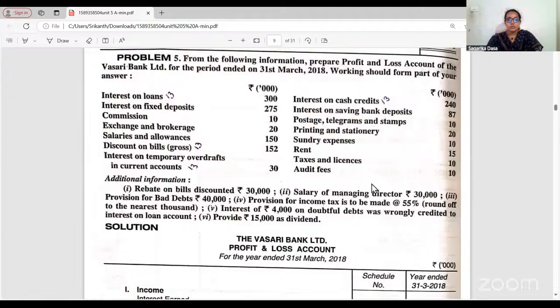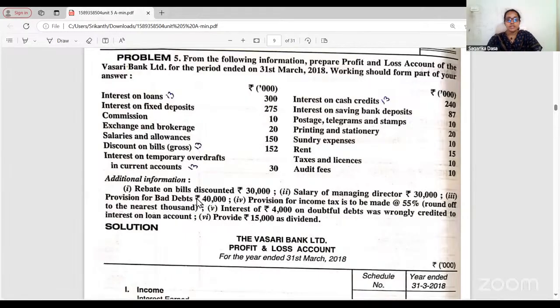Now this is one more problem that is based on the profit and loss account. If you see, the adjustments are given to us. Additional information is also given to us. Interest on loans 13, fixed deposits 15, commission 14, exchange and brokerage 14, salaries and allowances 16, discount on bills is 13, overdraft is 13, cash credits is 13, deposits is 15, postage, telegram and stamps is 16, printing and stationery is 16, sundry expenses 16, rent taxes is 16, audit fees is also 16.